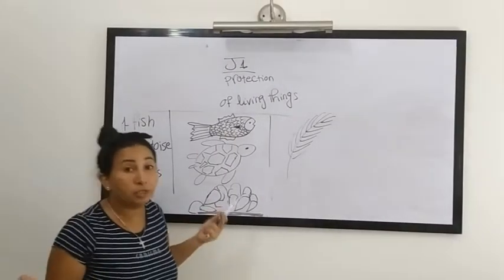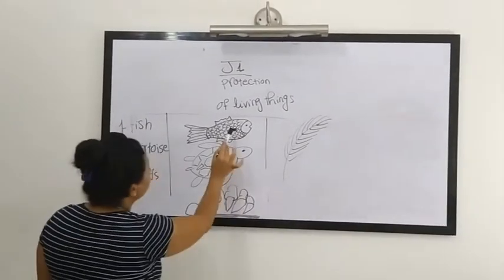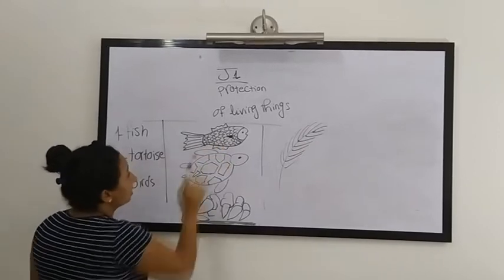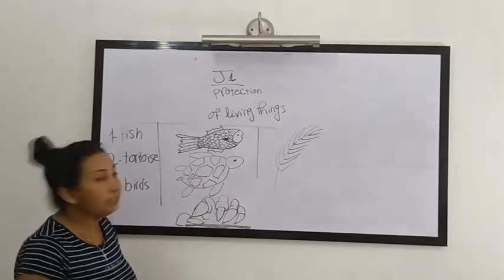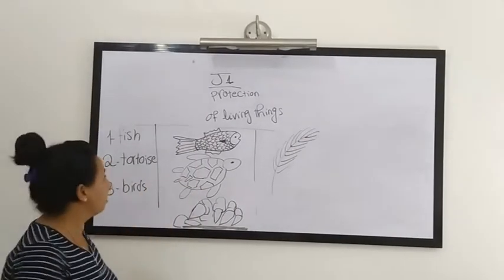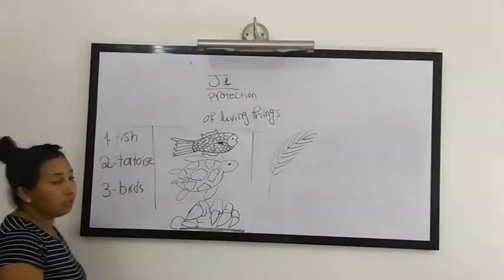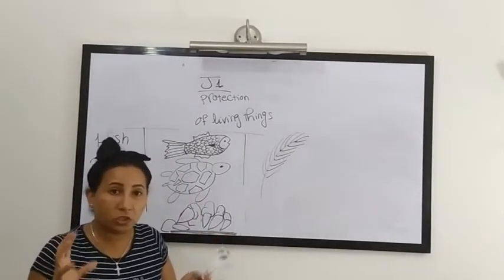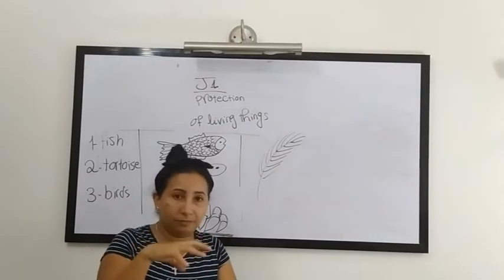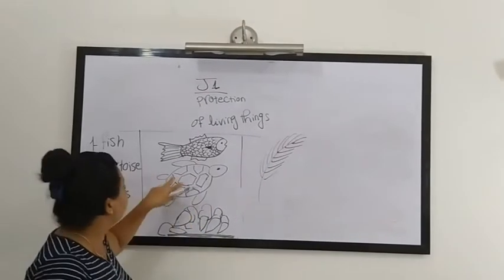How does the fish protect itself? The fish protects itself using scales. There are scales on the body of the fish, and these scales protect it. What about the tortoise? Tortoises or turtles have shells. Shells are very hard, so they protect it.